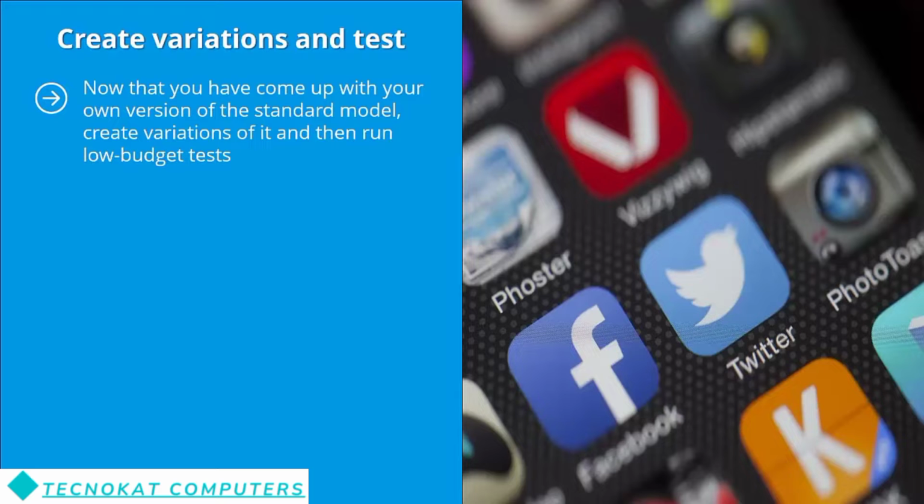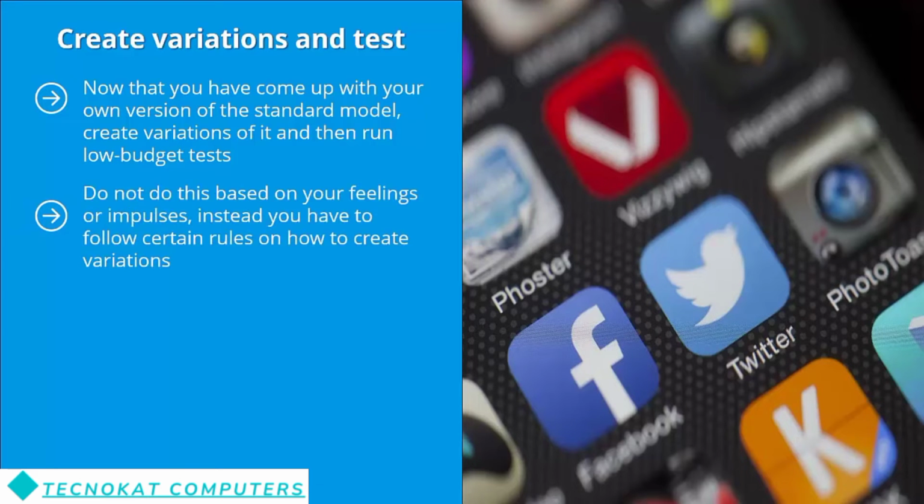Now that you have come up with your own version of the standard model, create variations of it and then run low-budget tests. Do not do this randomly. Do not do this based on your feelings or impulses. Instead, you have to follow certain rules on how to create variations. Otherwise, you wouldn't know which part of the ad accounts for its greater success.